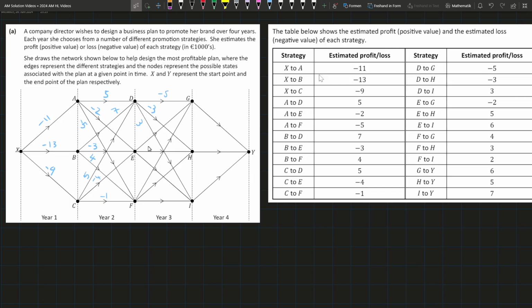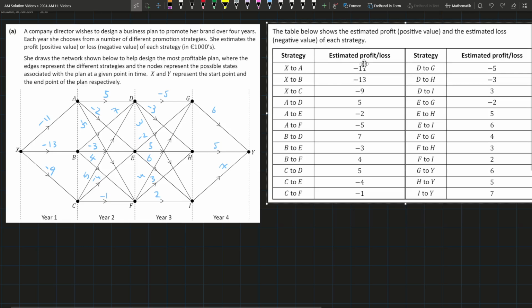E to G is -2. E to H is 5. And then E to I is 6. Then F to G is 4. F to H is 3. And F to I is 2. And finally, G to Y is 6. H to Y is 5. And I to Y is 7. So now we can do dynamic programming on this.